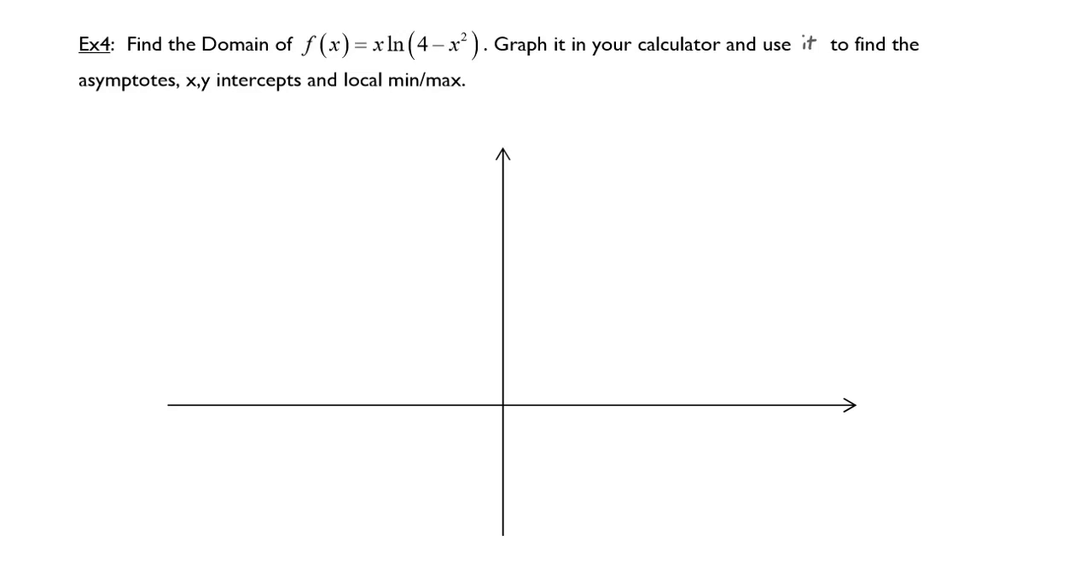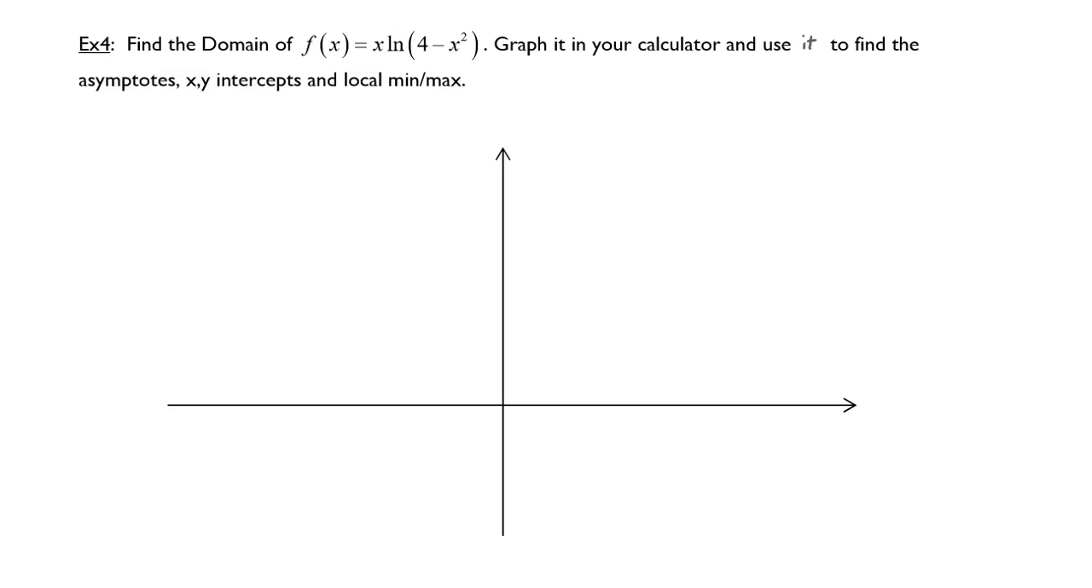Welcome to part 5 on logarithms and graphs. We're working on the last example in this section, and we need to find the domain of f of x equals x times the natural log of 4 minus x squared. We need to graph it in your calculator and use it to find the asymptotes, x and y intercepts, and the local maxes and mins.